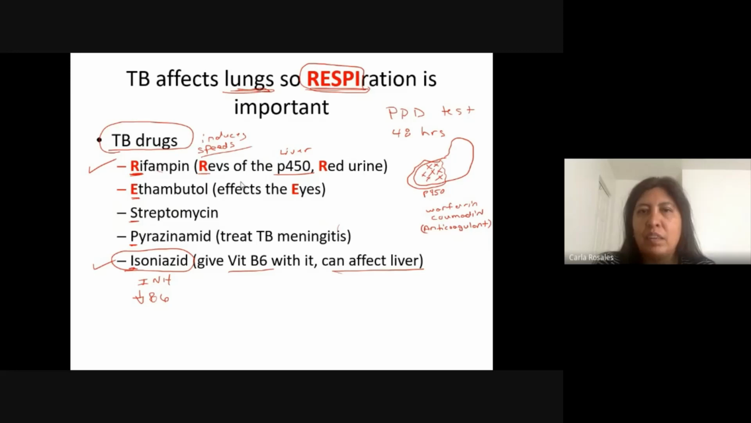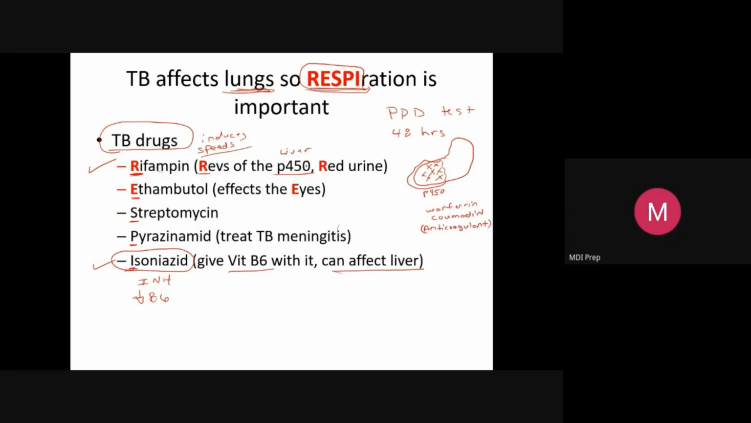Another side effect of rifampin is that it can turn your urine red or orange. And if they ask how rifampin works, you see that R? It works by inhibiting RNA polymerase. It's an RNA polymerase inhibitor.